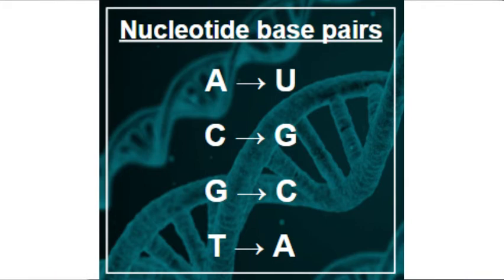So if you ever have to do transcription, there is an easy way to know how you get from your DNA to your RNA. Wherever you see an A, that's going to turn into a U because in RNA, the complementary base to A is U. Wherever you see a C, it's going to turn into a G. Wherever you see a G, it's going to turn into a C. And finally, wherever you see a T, it's going to turn into an A.